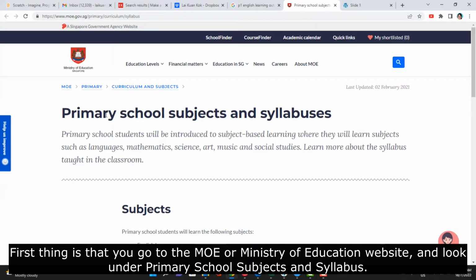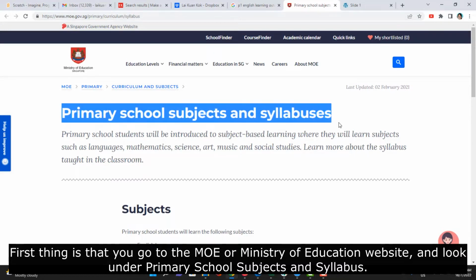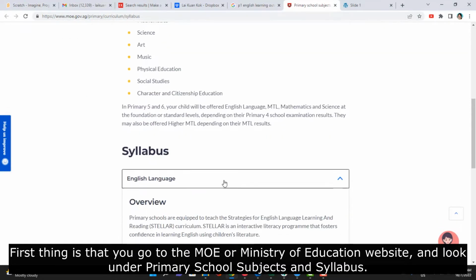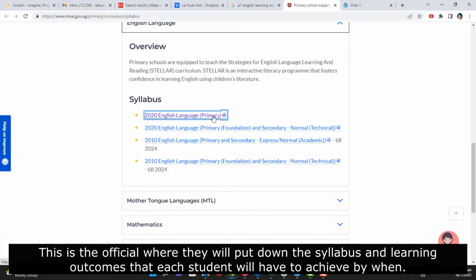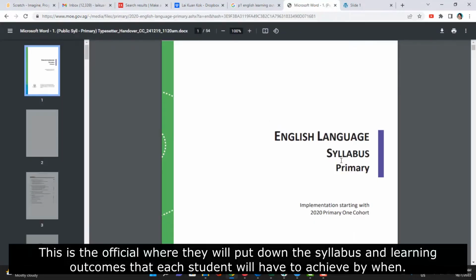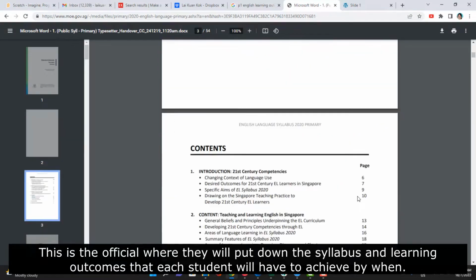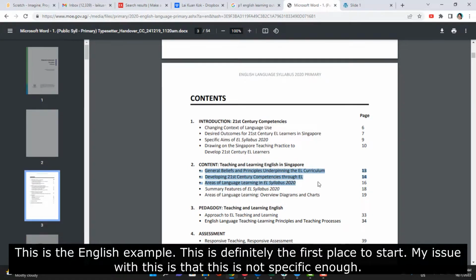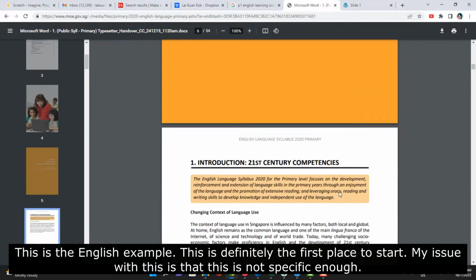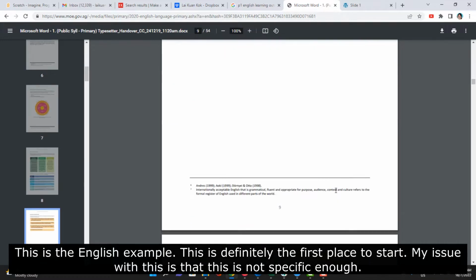So the first thing is that we go to the website of MOE and we look under primary school subjects and syllabus. This is the official source where they put down the syllabus or the curriculum that the ministry would like each student to follow. What are the learning outcomes? What are the areas that they have to achieve by subject? So this is the English example. Definitely this is the first place to start.